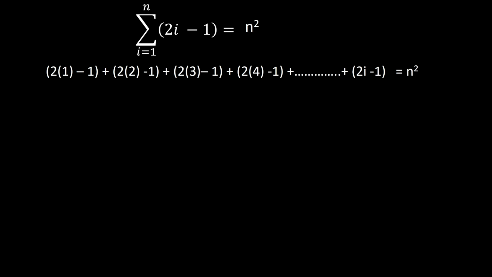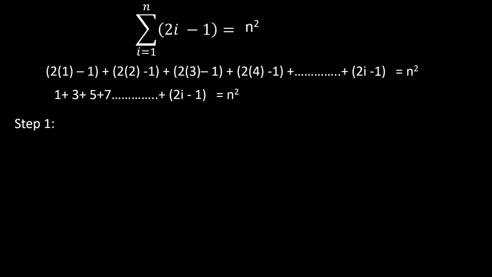So if we solve it, we get 2 times 1 minus 1, that's 1. 2 times 2 minus 1, that is 3. 2 times 3 is 6 minus 1, 5, plus 7, dash, plus 2i minus 1 equals n squared. So we have gotten back the way our question should look.